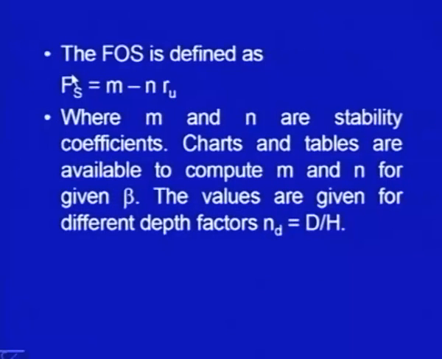And then they have solved the problems and they have given the solution in terms of tables and charts. The factor of safety Fs is defined as Fs is equal to m minus n times Ru, where m and n are the stability coefficients which are available from the charts. Charts and tables are available to compute m and n for a given beta. The values are given for different depth factors nd.